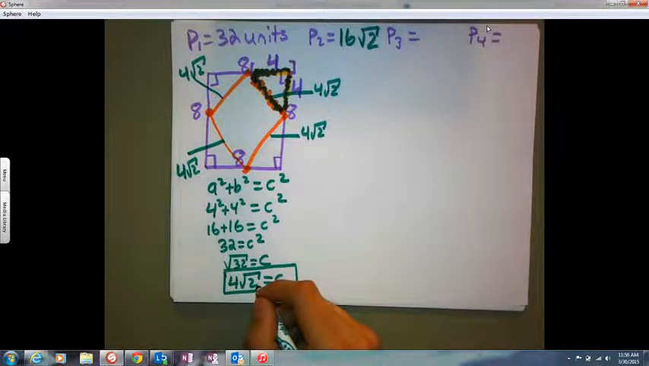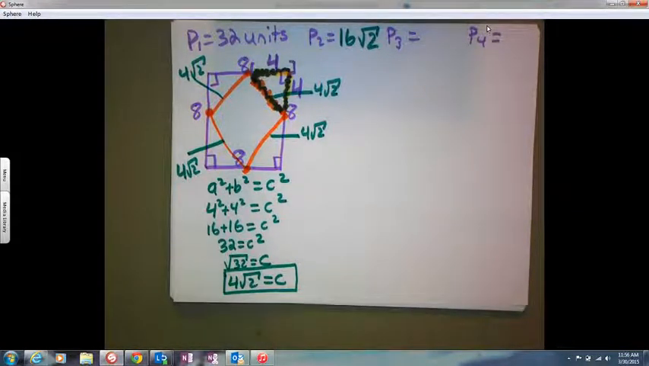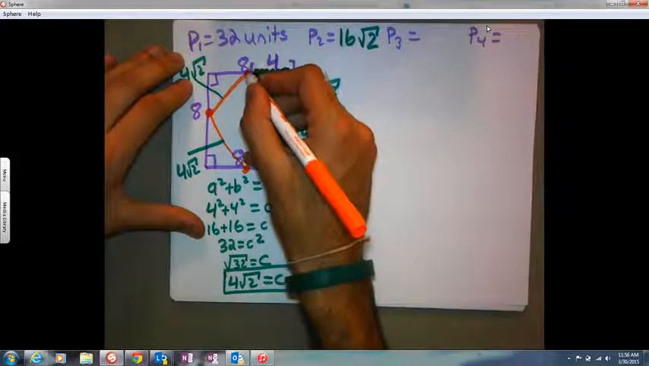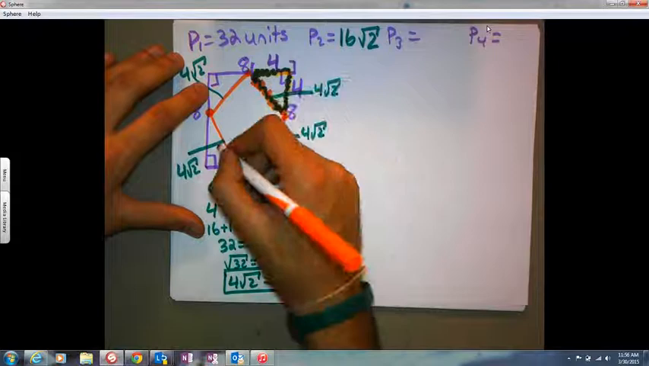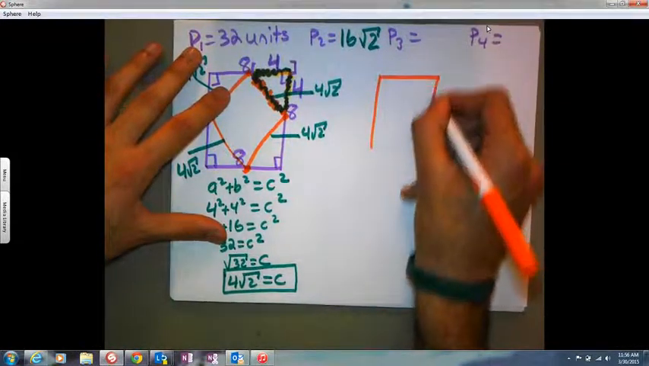Okay, now we need to find P3, and we're going to use the exact same system we used here. Except instead, when finding P3, we want to start with square number 2 and then find the midpoints of that, because that's how they say they construct it. So I'm going to draw this, the smaller square, and each of these sides were 4 root 2.